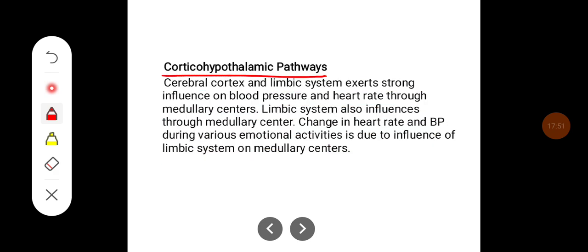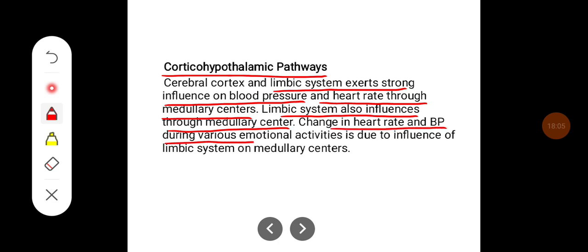Cardiohypothalamic pathways. Cerebral cortex and limbic system exert strong influence on blood pressure and heart rate through medullary centers. Limbic system also influences through medullary center. Change in heart rate and blood pressure during various emotional activities is due to influence of limbic system on medullary centers.